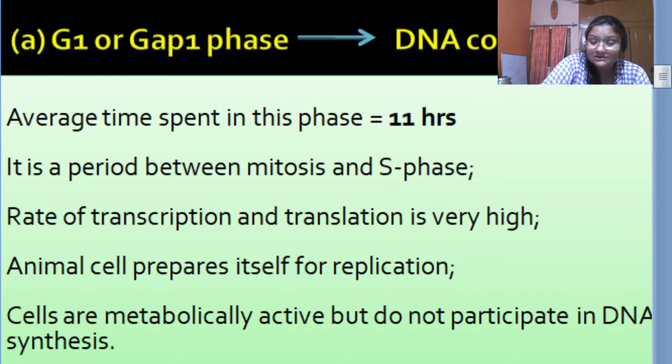The animal cell prepares itself for replication. Cells are metabolically very active but do not participate in DNA synthesis because DNA synthesis occurs in S phase. But during G1 phase, which is the stage before S phase, the preparation for synthetic phase is done.